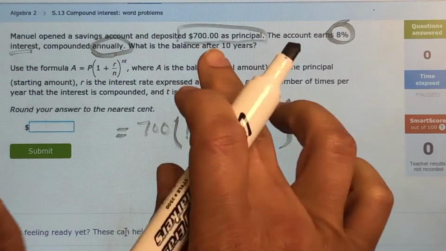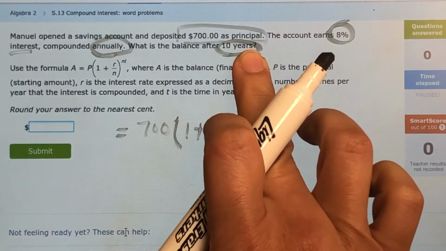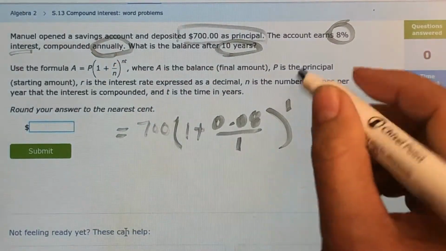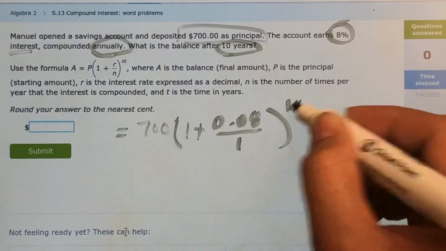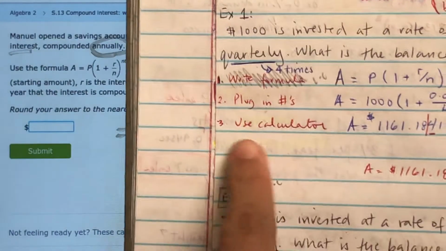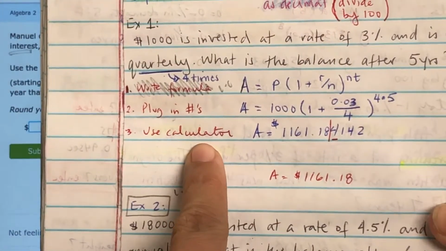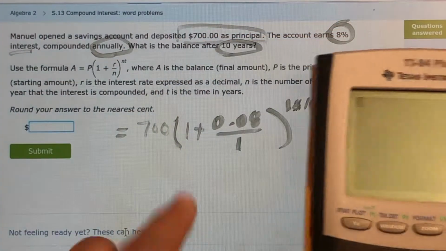All right. What is the balance after 10 years? Anytime you see years, days, weeks, that's going to be your time. So that's going to be 10. So that's times 10. Once you have all your information in, so it says number 2, plug in the numbers. Number 3, use a calculator. So all you have to do is plug it into the calculator.